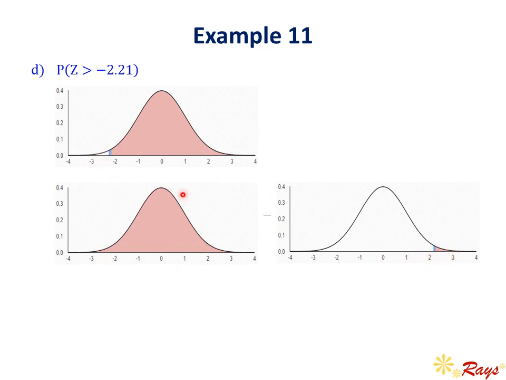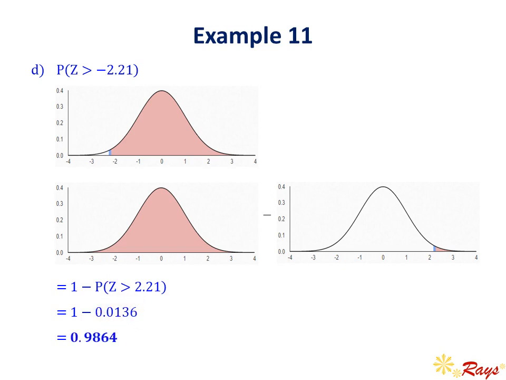So when the whole area minus this small area here, what we get is the required area. Therefore, the probability of the whole area is 1, and now we can find the probability for Z greater than 2.21 from the standard normal table.